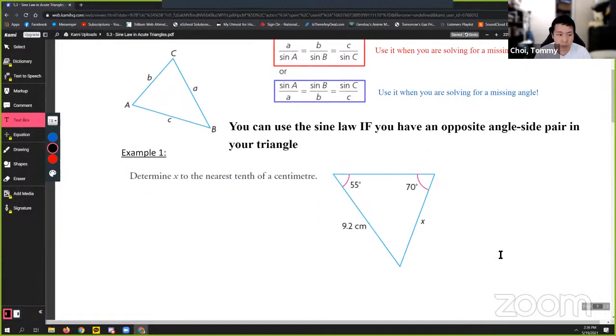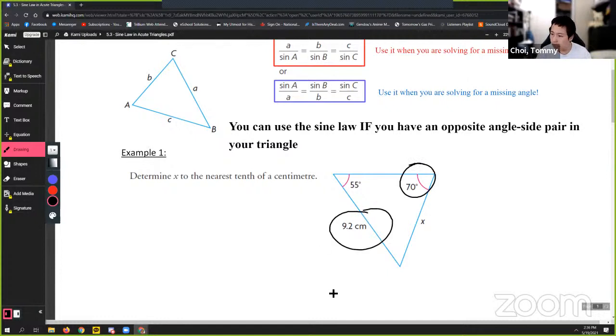So for example here, in example 1, it says determine x to the nearest tenth of a centimeter. Okay, tenth being the first decimal place. The angle is 70, the side is 9.2.